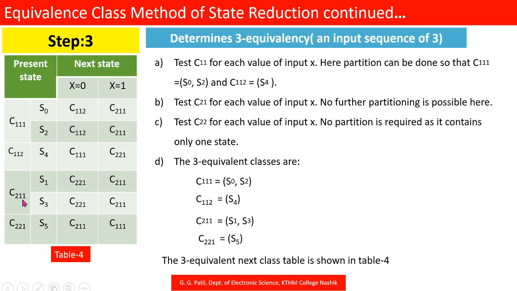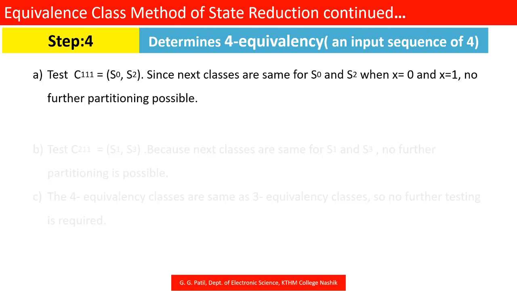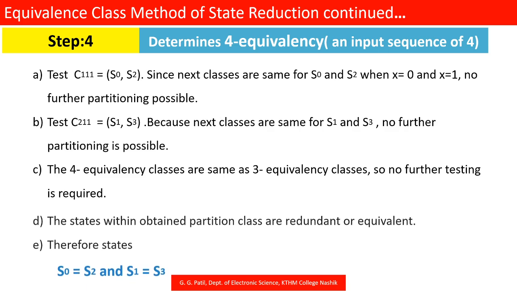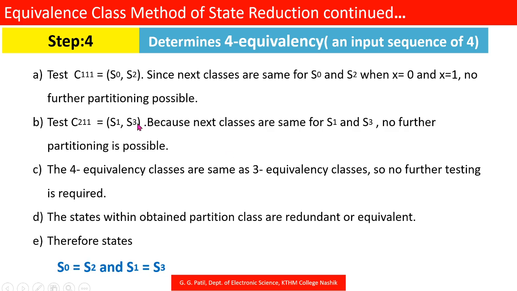Here C211, observe the next states. These two are the same, C221, C221. So further partitioning is not possible. And again here 211, 211, so no further partitioning is possible. Since this is a single state, partitioning is not possible. So there is no further partitioning of this state table possible, which is given here. No partitioning is possible.